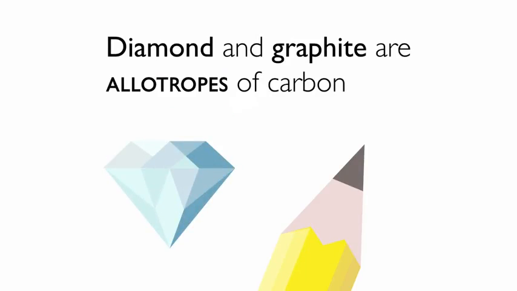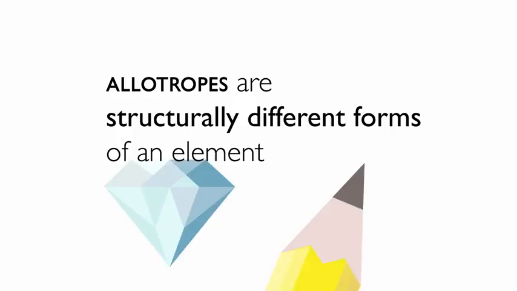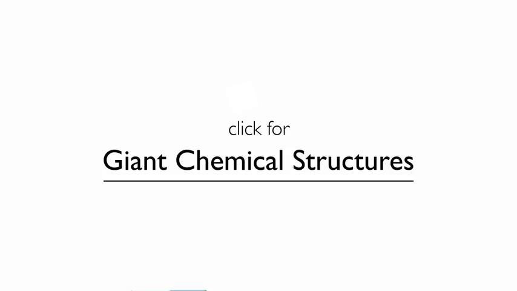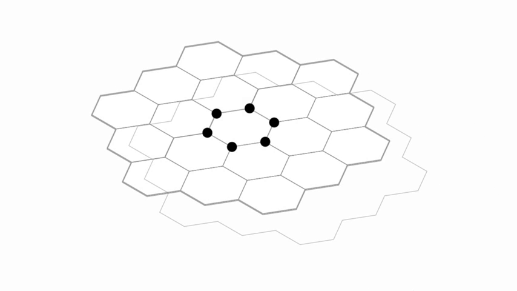You may already be familiar with diamond and graphite as two allotropes of carbon. Allotropes are structurally different forms of an element. There's a video on this channel called Giant Chemical Structures that you might want to look at. If you have watched this video, can you remember the structural arrangement of the carbon atoms in graphite? Pause the video and resume when ready. The answer is that graphite exists as sheets of carbon atoms arranged in hexagonal rings.